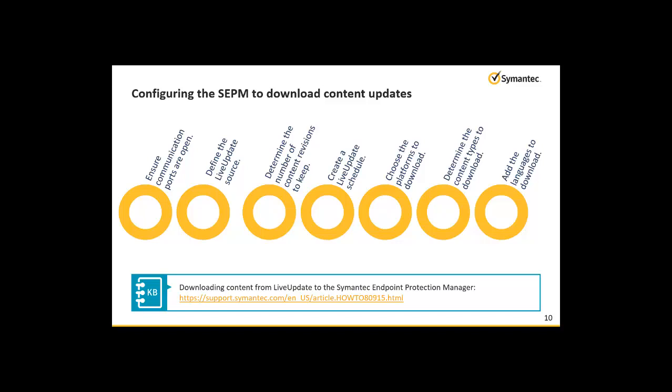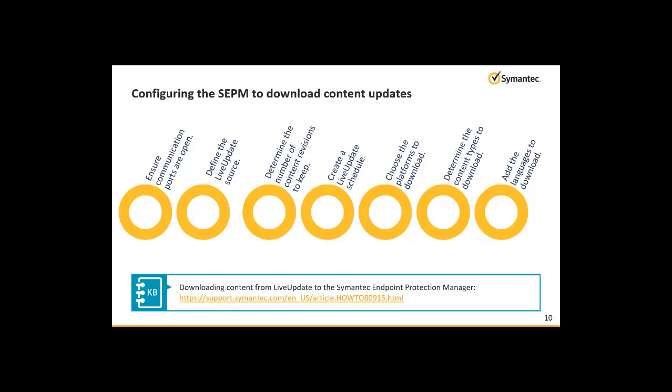When you configure the SEPM to download updates, you must make the following decisions about your site. Ensure communication ports are open on the firewall for the Live Update client. Define whether the Live Update source is a Semantic Public Live Update server or an internal Live Update server. Determine the number of content revisions to keep in the SEPM database and on the disk. Create a live update schedule to determine how often you want to download updates. Choose the platforms to download.